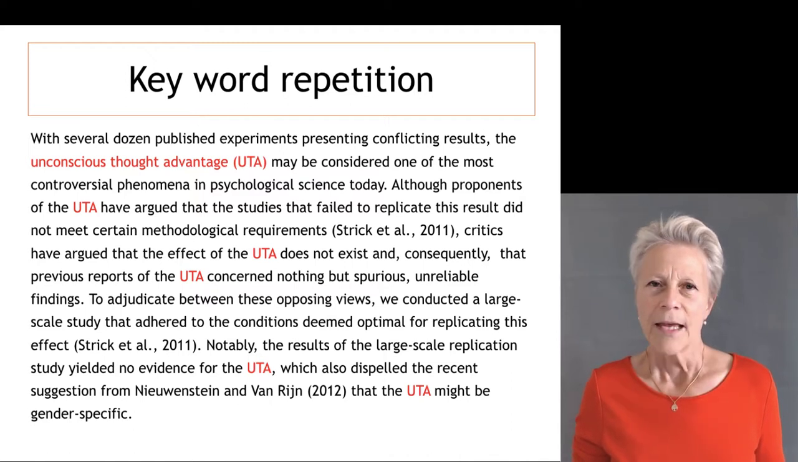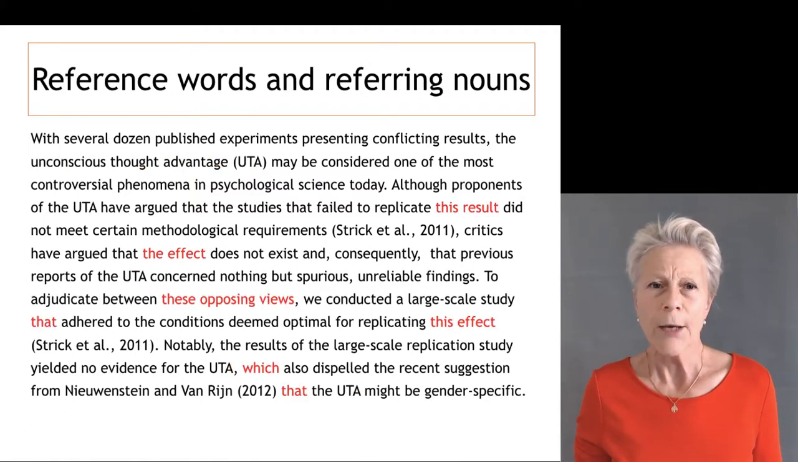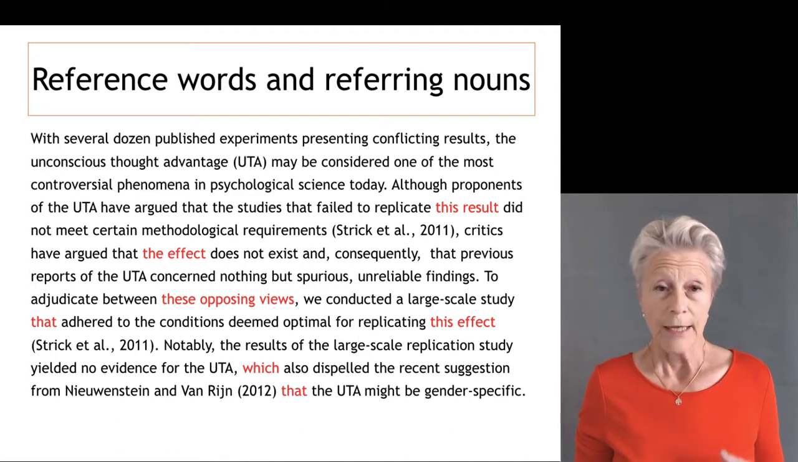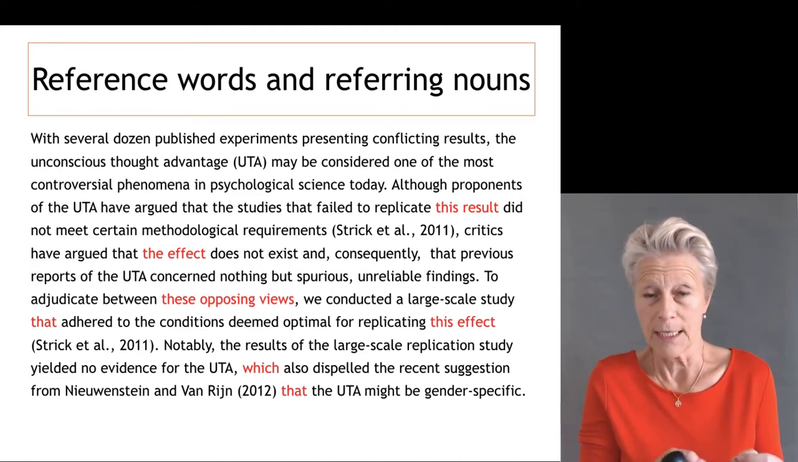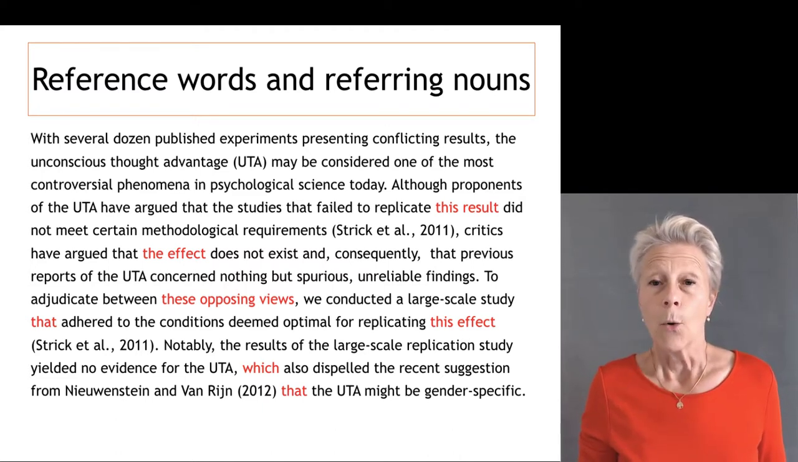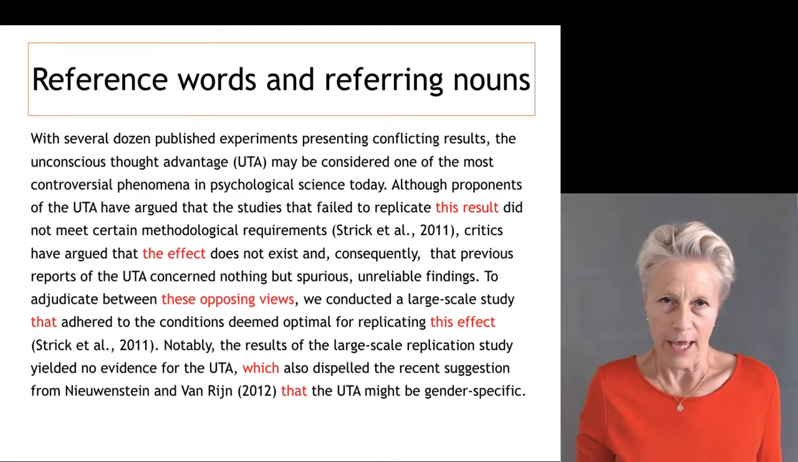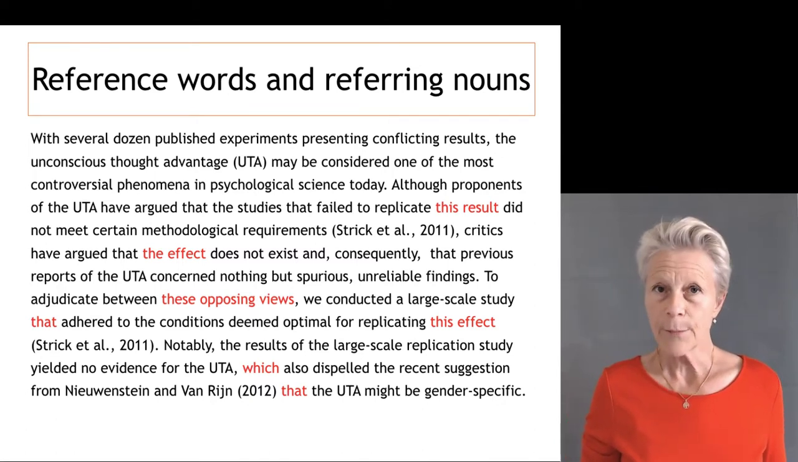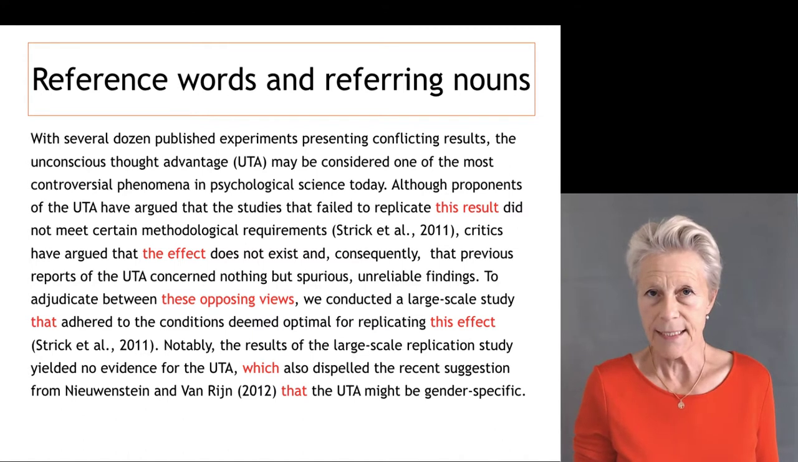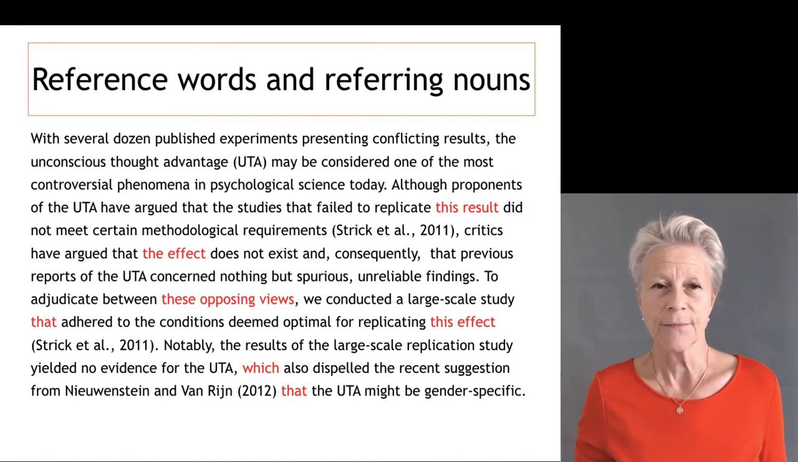This slide shows the reference words and the referring nouns. This result, the effect, nouns that refer to concepts that have been discussed before, just in the sentences before. Or these opposing views, a very nice referring phrase for the previous explained issue. And some smaller reference words like that and which. Grammar glue, so to say. But very important to check for the connectedness, the clarity and the pointedness.